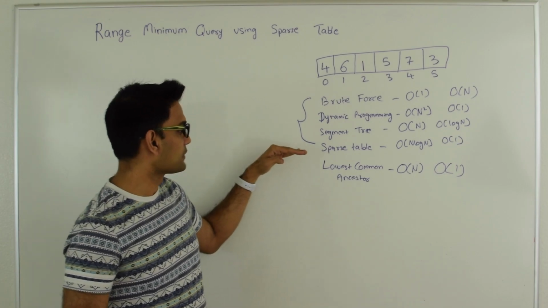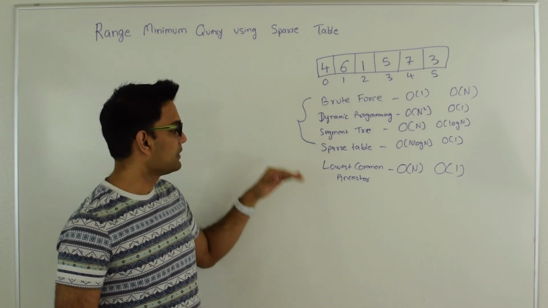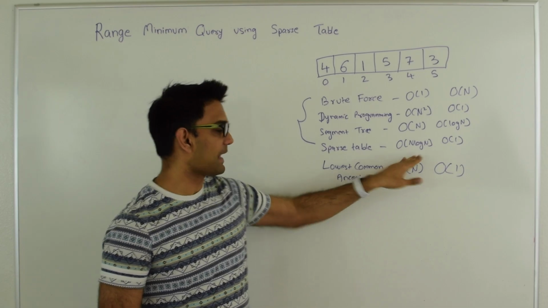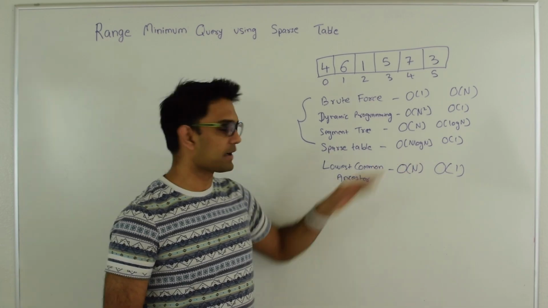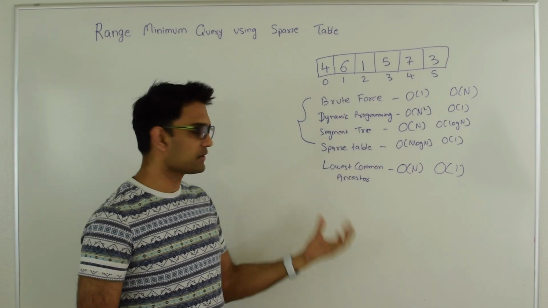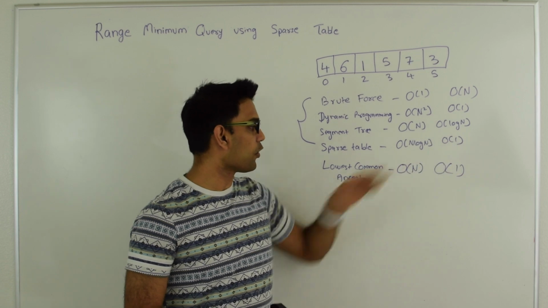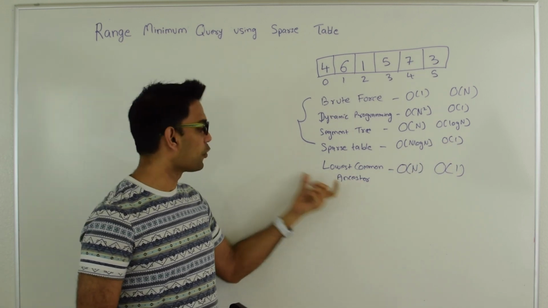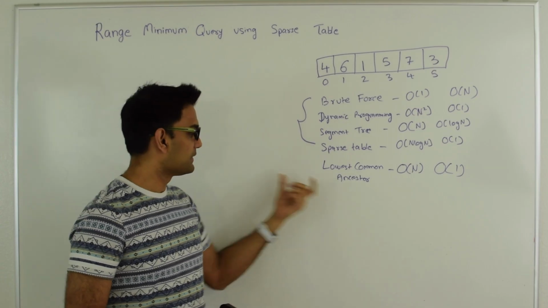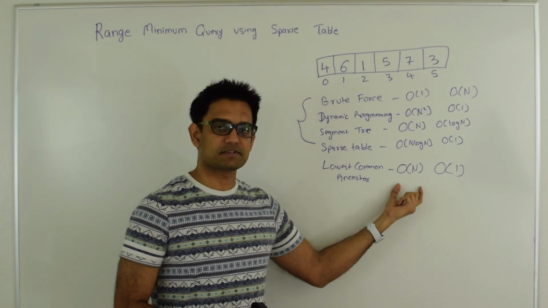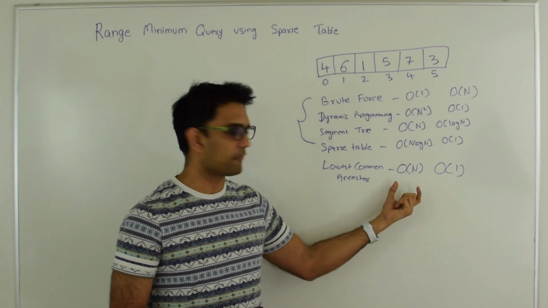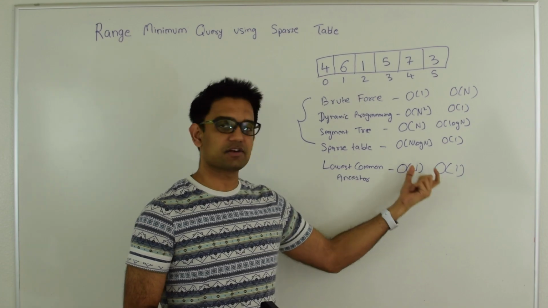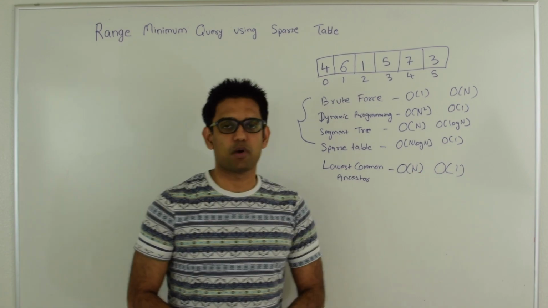Today, we are going to talk about sparse table. In sparse table, you can create the sparse table in n log n time using n log n space, and you can return the query result back in O of 1 time. In the future, I might discuss the lowest common ancestor way. In this technique, you can do the pre-processing in O of n time using O of n space, and you can give the result back in O of 1 time.